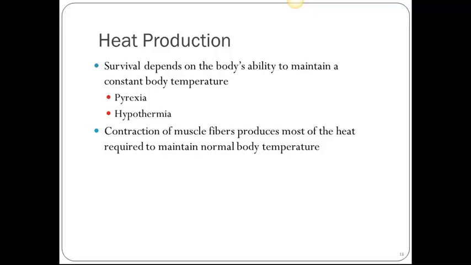Heat production. In order to survive, we need to produce heat. Survival depends on the body's ability to maintain a constant temperature. When we have a high temperature, we call this pyrexia, and when we have a low temperature, this is called hypothermia. And these are signs of illness. Contraction of muscle fibers produces most of the heat required to maintain normal body temperature. Heat is produced by the breakdown of ATP during muscle contractions.